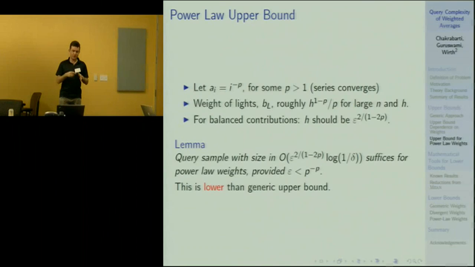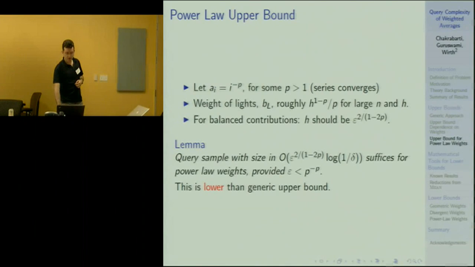And if you do a little bit more algebra, you find, okay, so H should be roughly epsilon to the power of 2 over 1 minus 2P. Now, don't ask me why that sort of makes sense, but it just pops out in some sense. And I thought, all right, well, that's an interesting quantity, but it certainly balances, and maybe it's indeed the right answer. Okay, so we then claim that if you do this, roughly this many multiplied by log 1 over delta, then if you query that many things, you'll get a good bound.